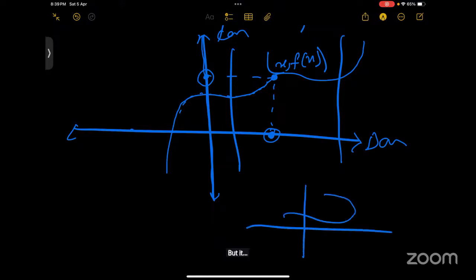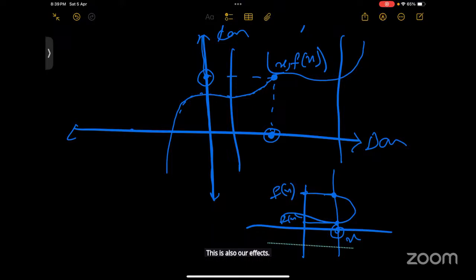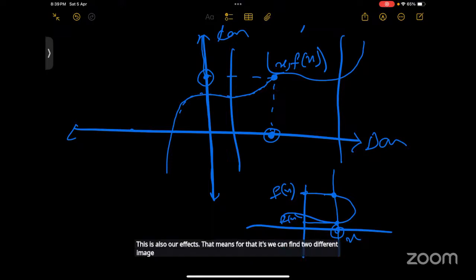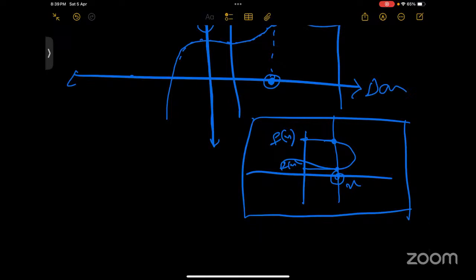So if I take this, this is not a function because that vertical line will cut it at two different points. For this point x, this is our f(x), and this is also our f(x). That means for that x, we can find two different images. But if f is a function, this is not possible. So the vertical line test is saying that: fail.